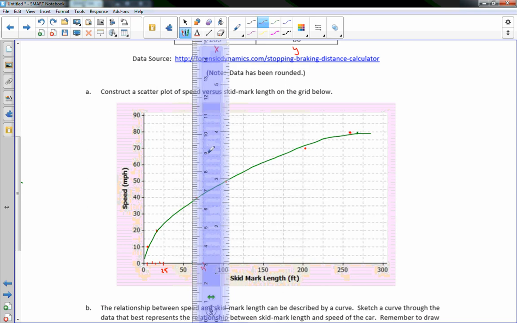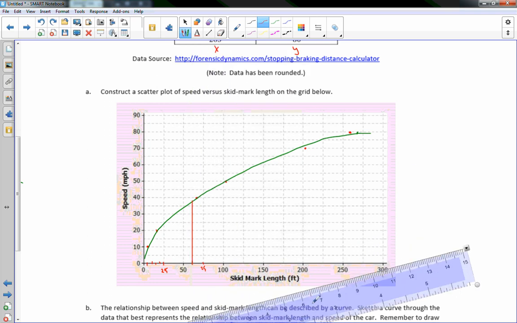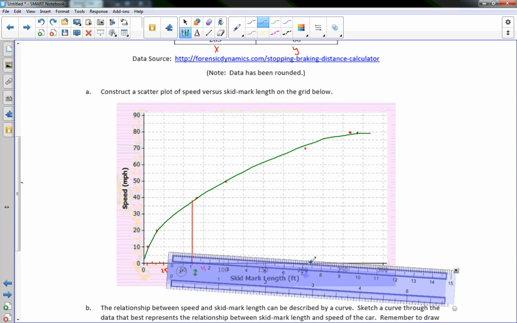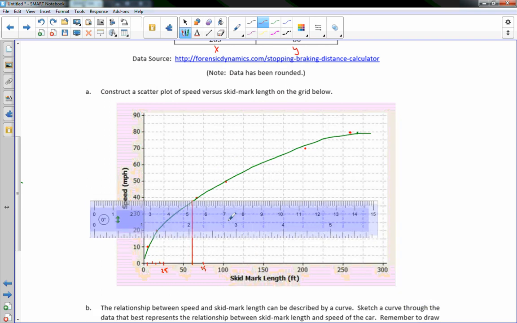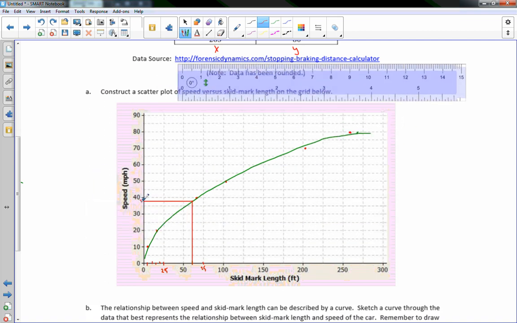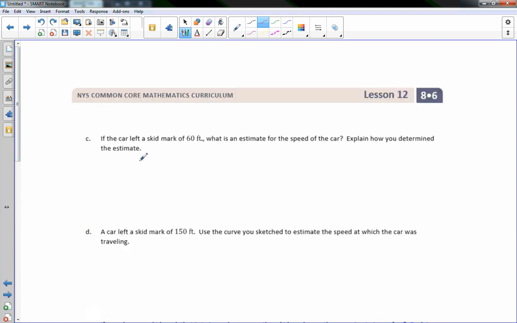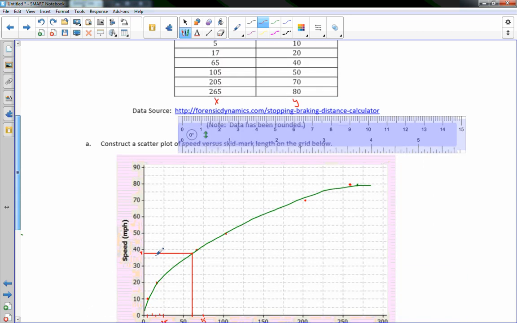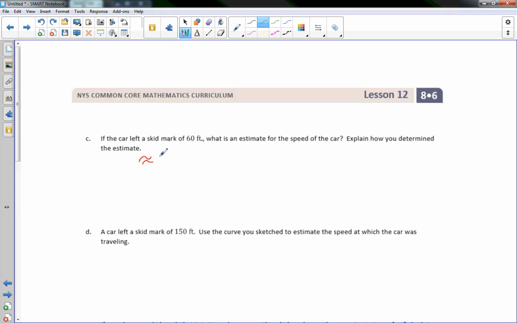So let me change colors. If I draw a line up here, rotate this down to level like so, and then go straight across from the point it hit the curve over to here. There is my approximate value right there, which is, here's 30, here's 35, so I'd say about 37 or 38. What is the estimate of the speed of the car? About 38 miles per hour.